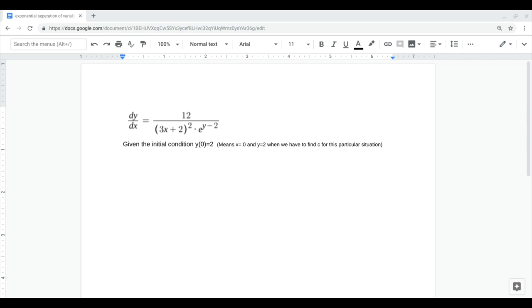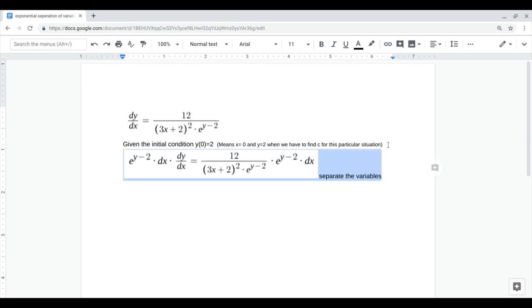That means x is equal to 0 and y is equal to 2 when we have to find c for this particular solution. C is a constant from an indefinite integral, and c can be a variety since an indefinite integral has a variety of solutions. So let's begin. It might look a little scary at first, but it is not scary.